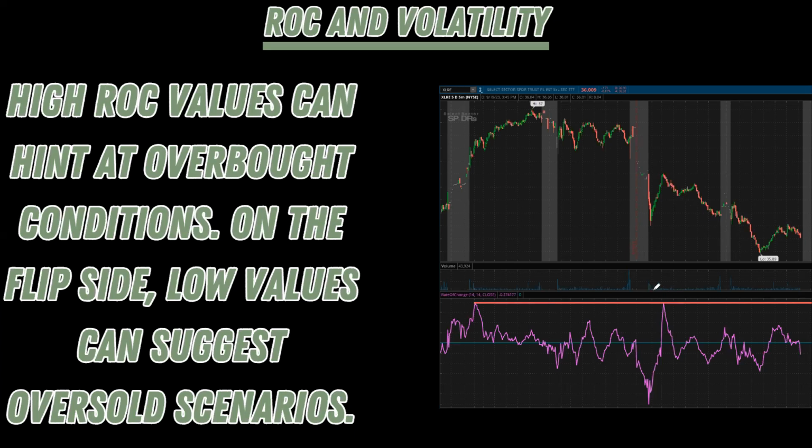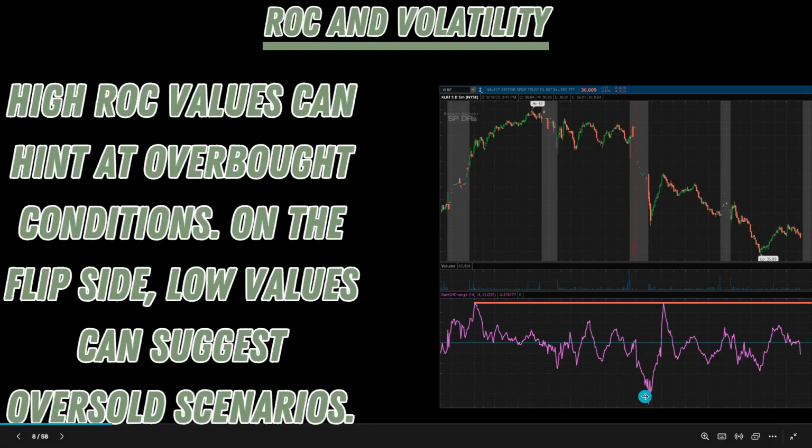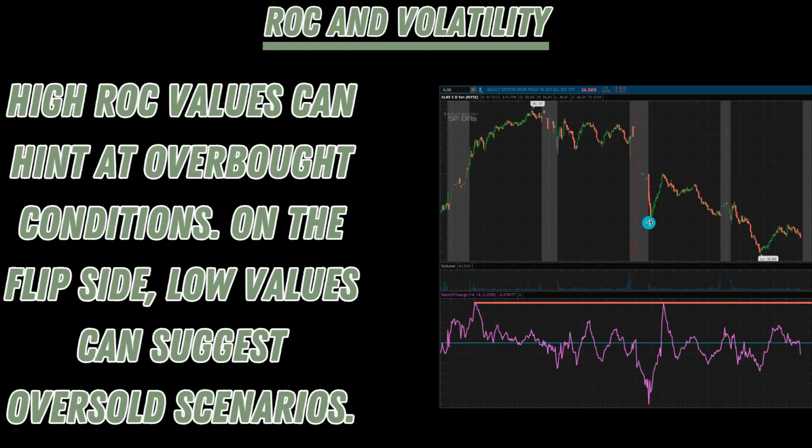So, that's one way to kind of use it from a volatility standpoint and help you spot potential overbought and oversold conditions. You can see here, it's extremely low, right? It's lower than it's been the entire period. And we end up rallying out of that after hitting those lows. And then we come here to the peak and we start to see a decline back in the price.